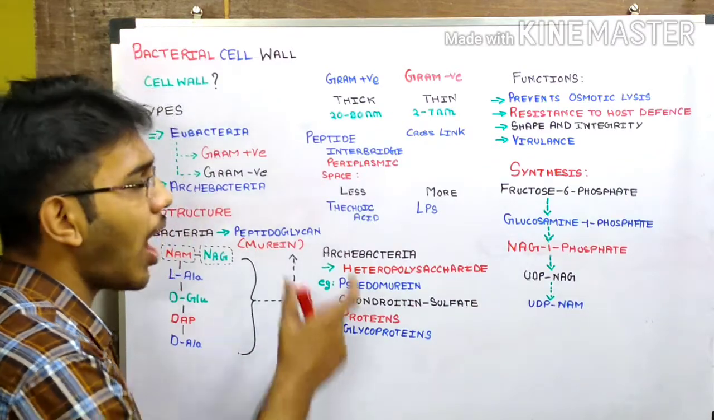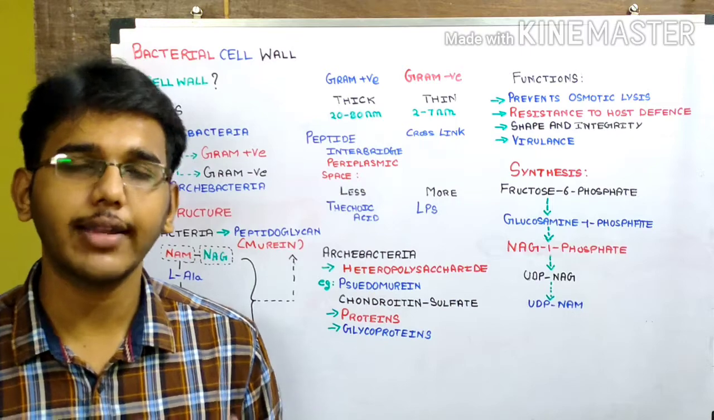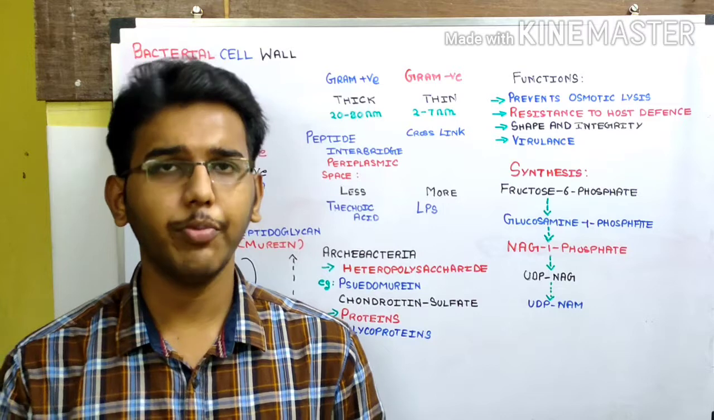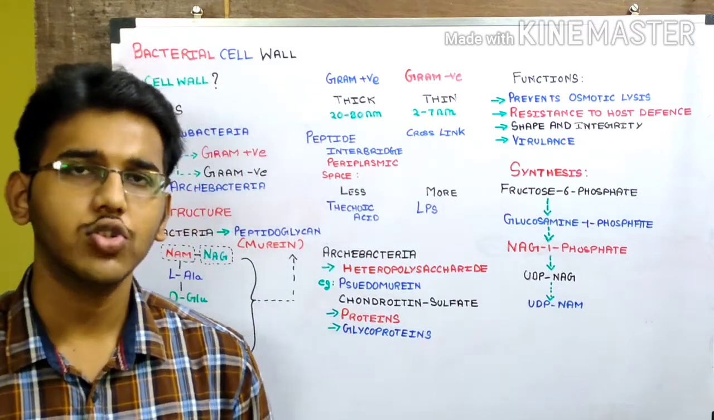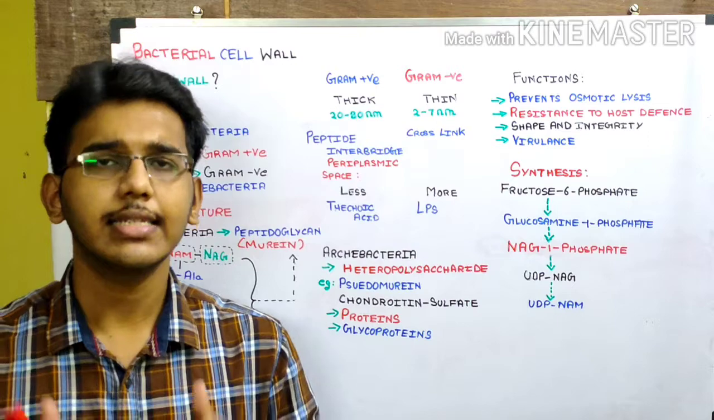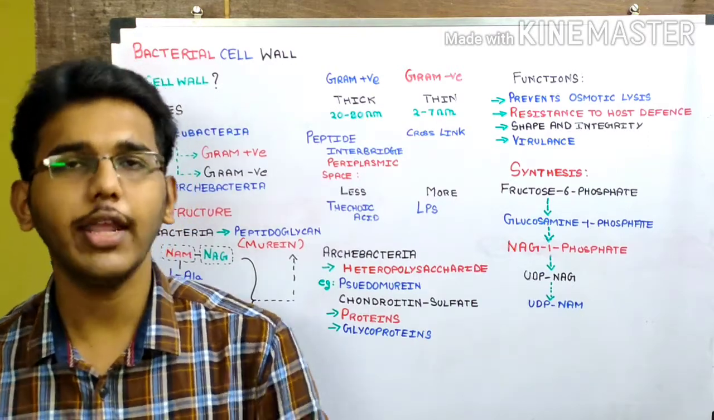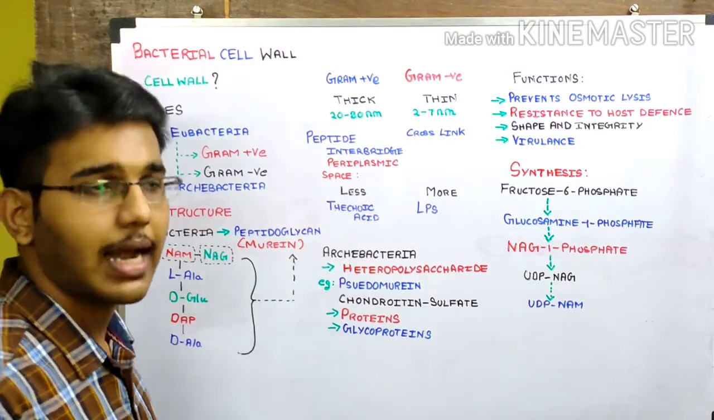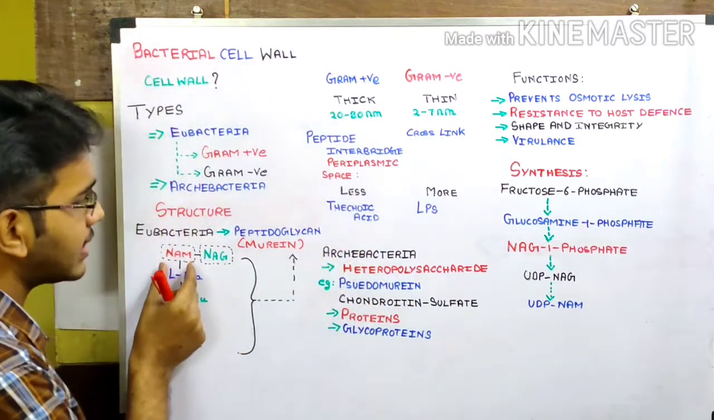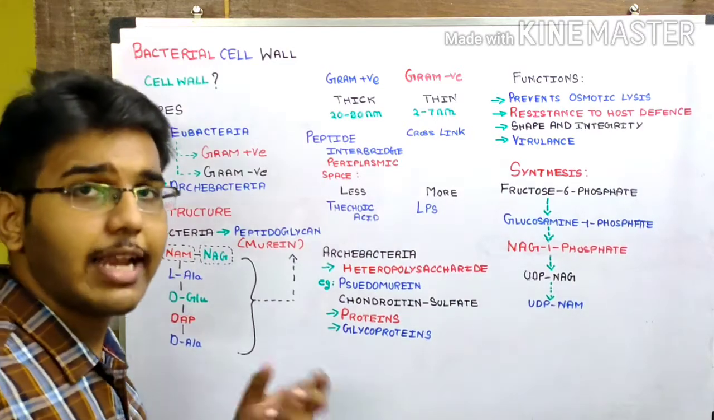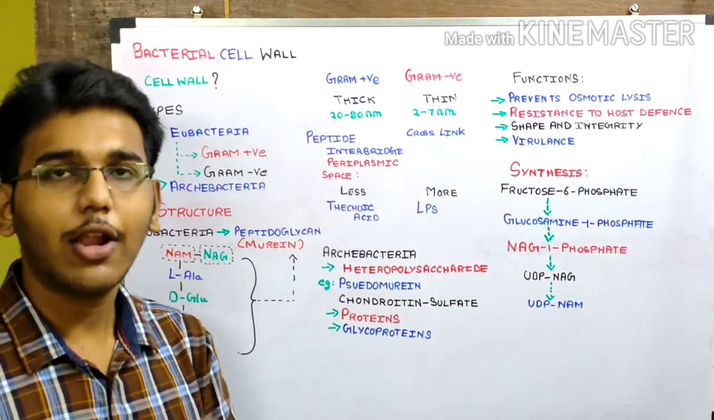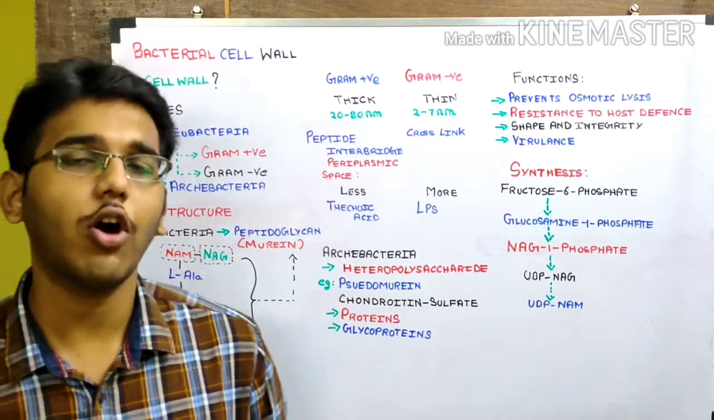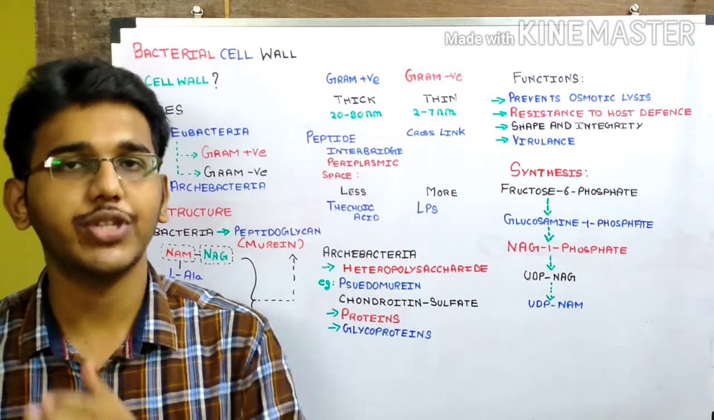Next, let us discuss the archaebacterial cell wall. In archaebacteria, the cell wall is made up of heteropolysaccharides, for example, pseudomurein and chondroitin sulfate. So what is pseudomurein? Pseudomurein is structurally similar to the peptidoglycan molecule, but the only difference is that in pseudomurein, the N-acetylmuramic acid molecule is replaced with N-acetyltalosaminuronic acid, and this pseudomurein is present in the cell wall of methanogens, that is, methane releasing bacteria.